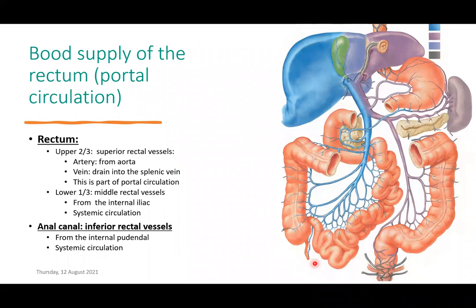So this is part of the portal-systemic anastomosis, which is a site for dilatation in case of portal hypertension, and so on. Okay, is this clear, guys? Tell me, is it clear or not? Shall I continue?